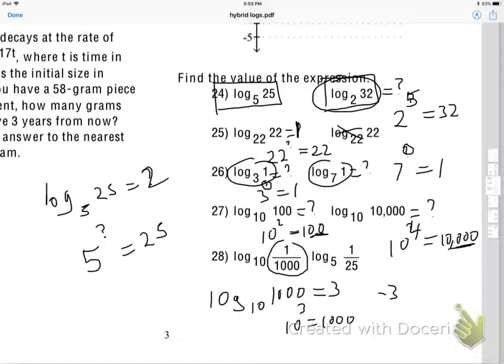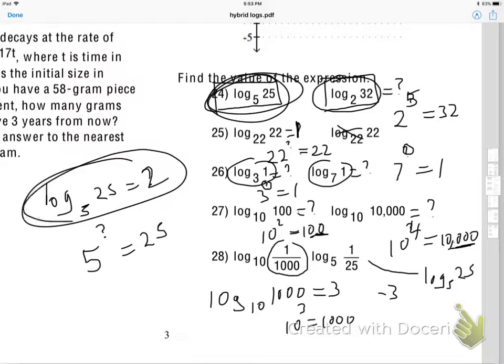So look at this. If I do log to base 5 of 25, remember that back up here? There it is, that is 2. Then log to base 5 of 1/25 must be negative 2, okay?